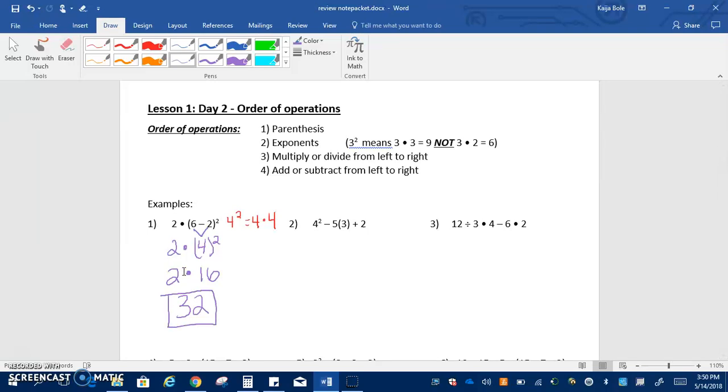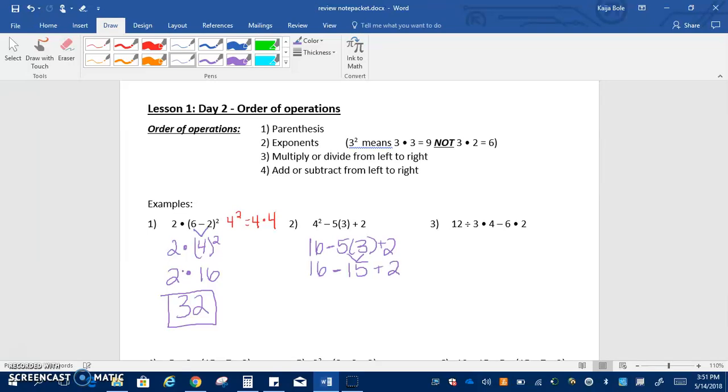Okay, so number 2 here, again, we've got a bunch of stuff. So if we look at our parentheses, there's nothing to do in them, so we're just going to leave them. So exponents come first. So we know 4 squared from the last one was 16 minus our 5 times 3 plus the 2. So we have 16 minus 5 times 3 is 15, that comes next, plus 2.